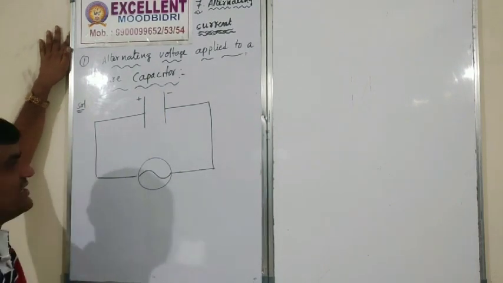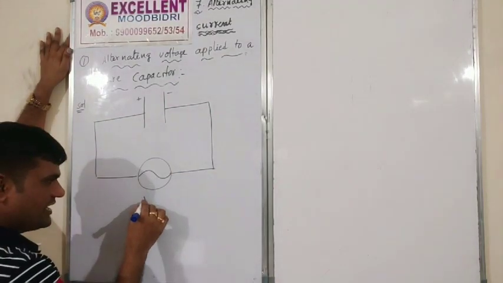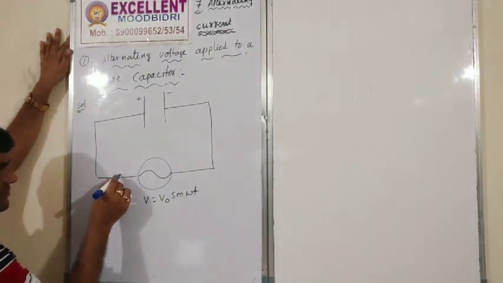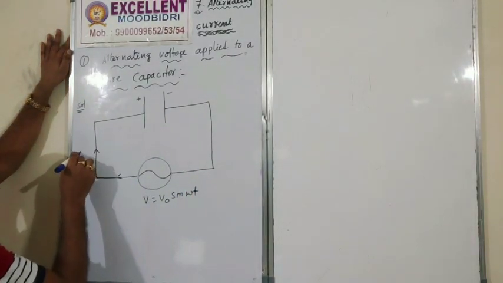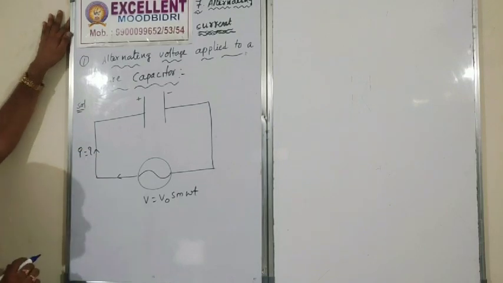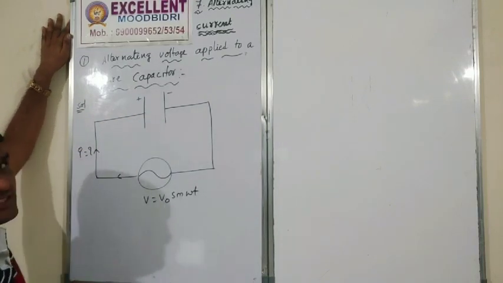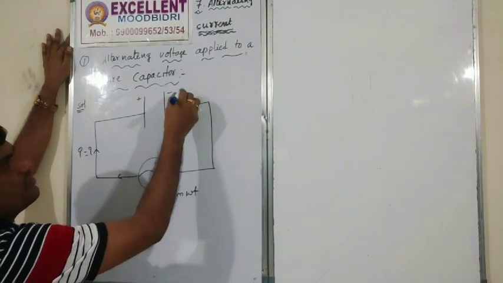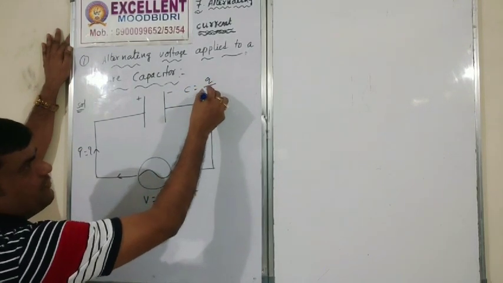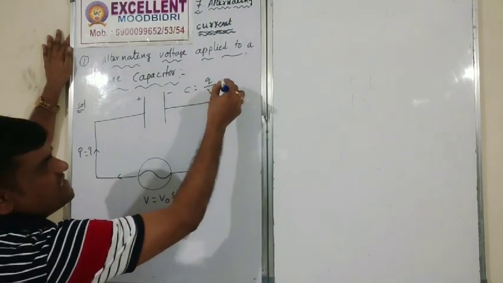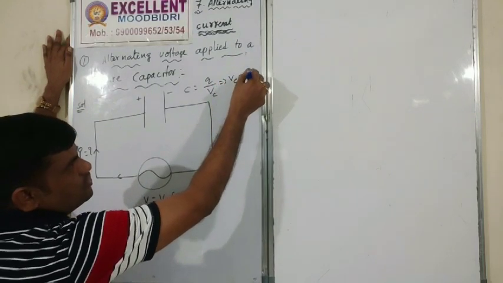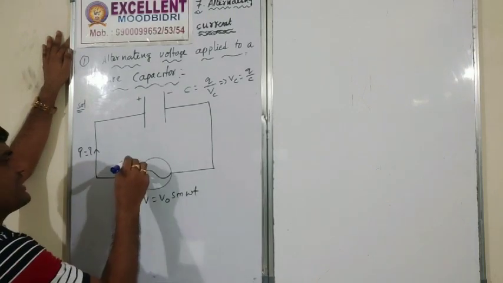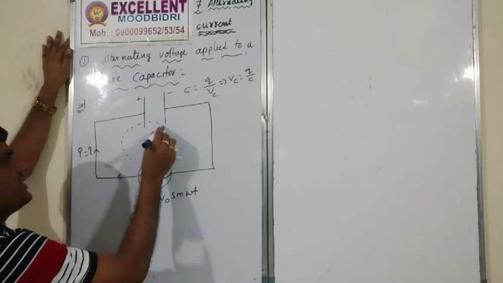Remember, capacitor symbol. Now this AC source voltage is V equal to V naught sine omega t. Then I is flowing like that. I is equal to how much, through the capacitive circuit? Here the capacitor formula is C equal to Q by Vc, so the voltage Vc is equal to Q by C. Now we can apply Kirchhoff voltage law.